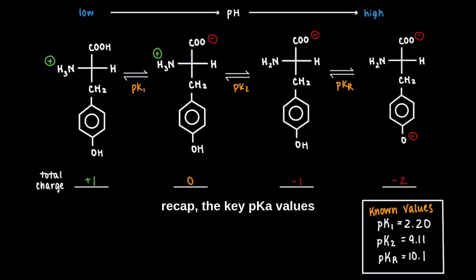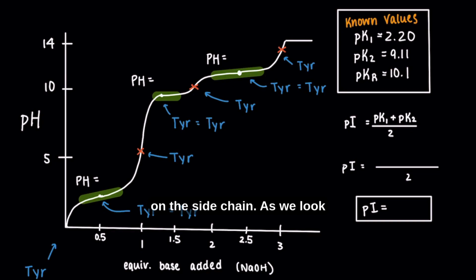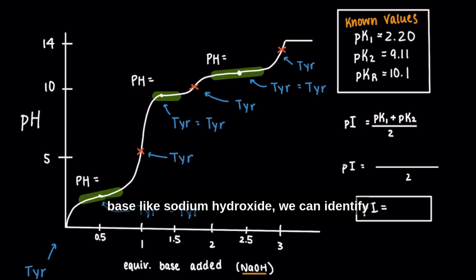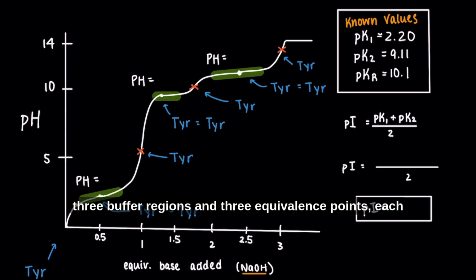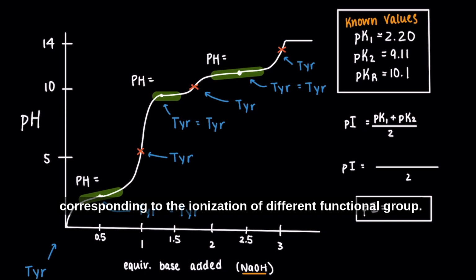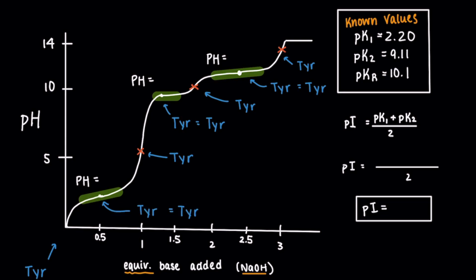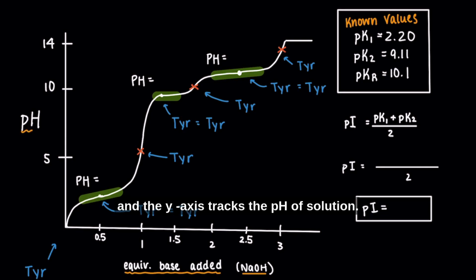To recap, the key pKa values for tyrosine are a pKa1 of about 2.2 for the carboxyl group, a pKa2 of about 9.1 for the amino group, and a pKa3 of about 10.1 for the phenyl OH group on the side chain. As we look at the titration curve of tyrosine being titrated with a strong base like sodium hydroxide, we can identify 3 buffer regions and 3 equivalence points, each corresponding to the ionization of a different functional group. The x-axis shows the equivalence of base added, and the y-axis tracks the pH of the solution.